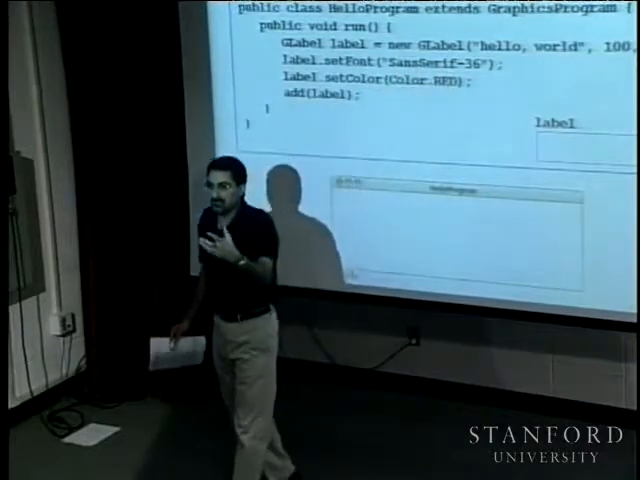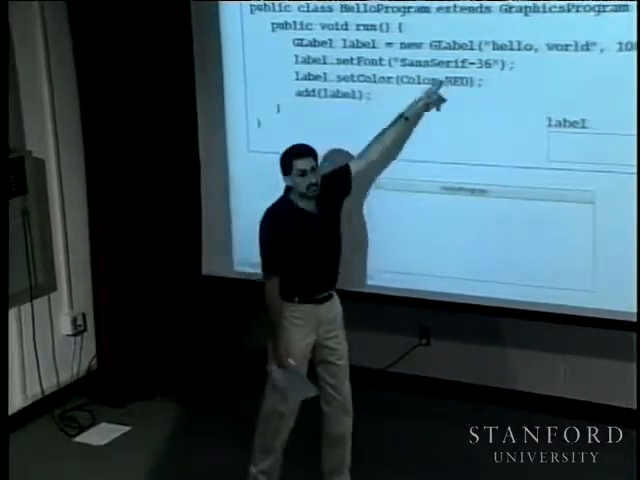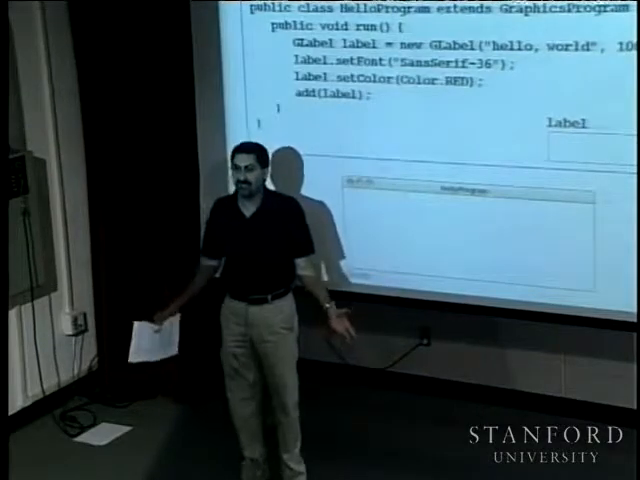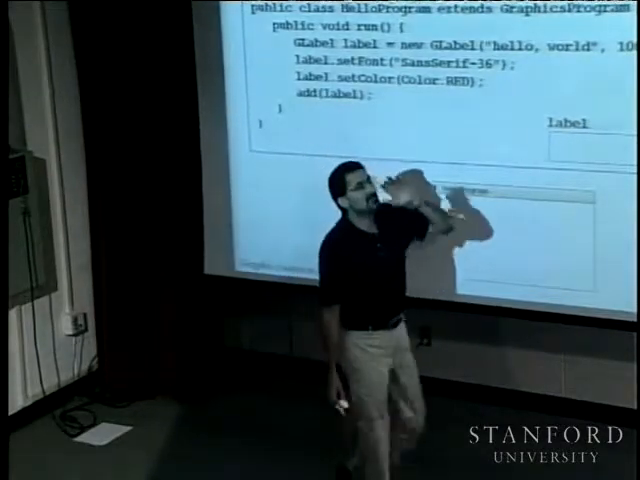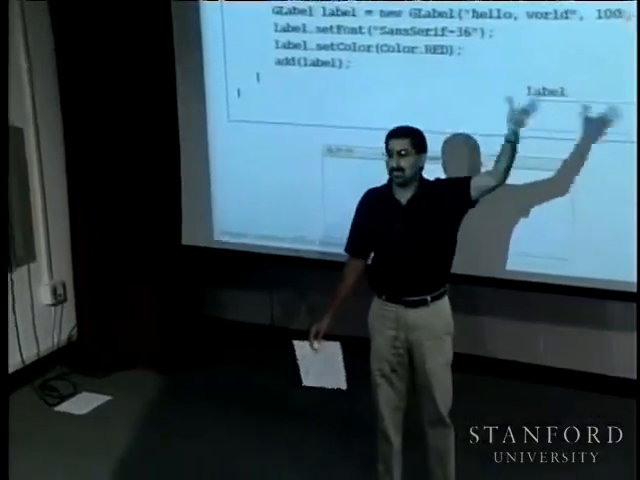So we say, hey, GLabel, you're the class. I don't have an object of you yet. When I say, give me a new GLabel, it's sort of like going to the factory. You show up at the GLabel factory and you say, yo, GLabel factory, give me a new object.